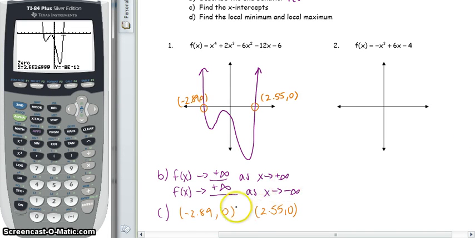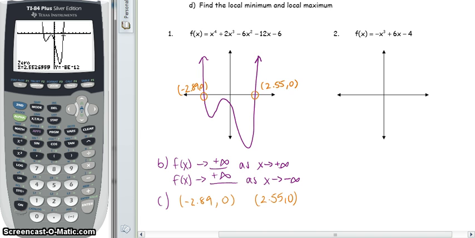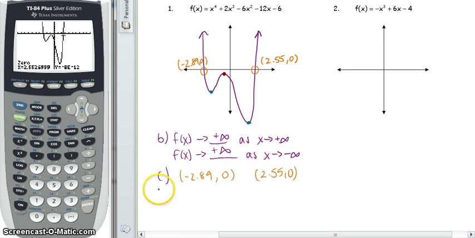We just finished finding our two x-intercepts, so now we need to find our local min and local max. Looking at our graph right away, we will have two local mins, these two points right here, and we are going to have one local max, which is going to be that point up there. So let's go through and try to find those points.